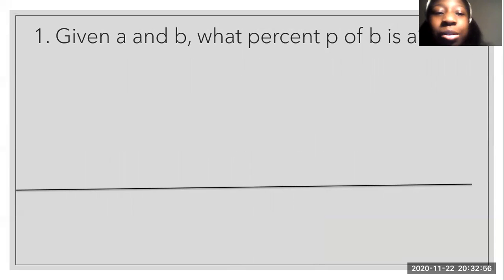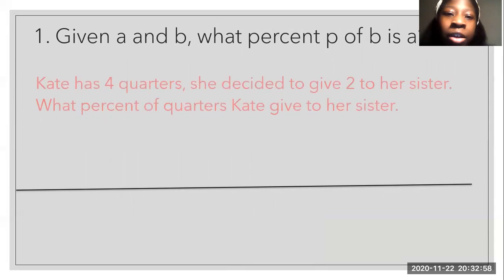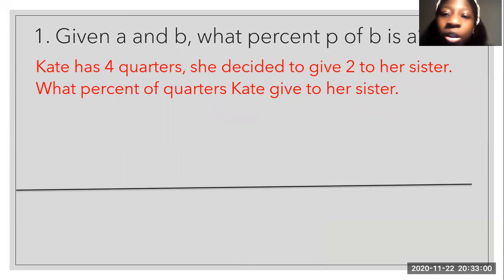Okay, that's a tongue twister. So I got a little section right here, a little problem, so it'll be easier to understand. Kate has 4 quarters. She decided to give 2 to her sister. What percent of quarters did Kate give to her sister? Like I said, it will be easier to use money because most people know quarters equal 1 whole. So I use quarters instead.